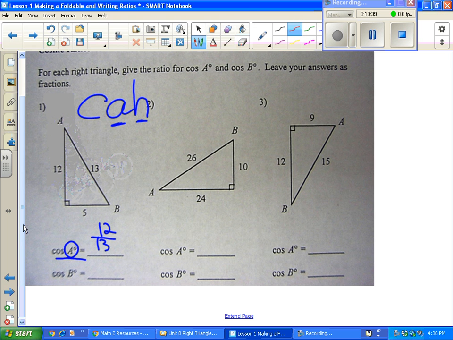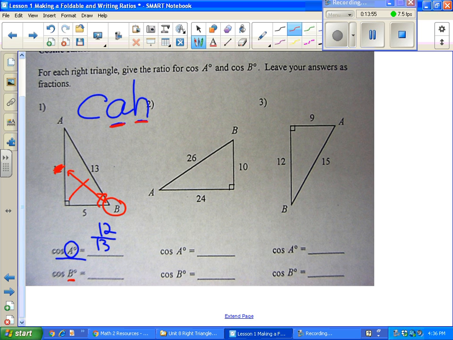Okay, now I'll take off my blue writing, because now I'm getting ready to switch and look at a different angle. So now I'm going to look at cosine from angle B's perspective. All right, so cosine of B. Again, straight across the triangle is 12, but that's opposite. Again, I need adjacent and hypotenuse. I do not need 12 for this cosine of B.